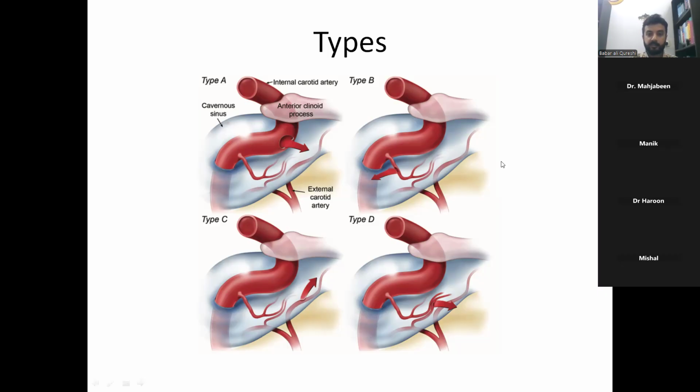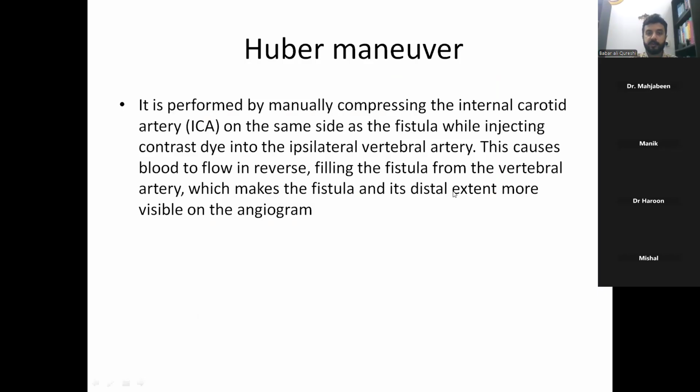While performing the angiography, there are two maneuvers. One is the Huber maneuver. Huber maneuver में हम क्या करते हैं कि the इंटरनल कैरोटिड आर्टरी जो है हम उसको प्रेस करते हैं, and the dye is given from the vertebral artery. रिट्रोग्रेडली हम उसको फॉलो करते हैं and we see where is the leakage point, और हम छोड़ते हैं कि इंटरनल कैरोटिड को सेम साइड की वो रिफिल करें. While refilling it we'll see the fistula की लीकेज पॉइंट कहाँ से है.